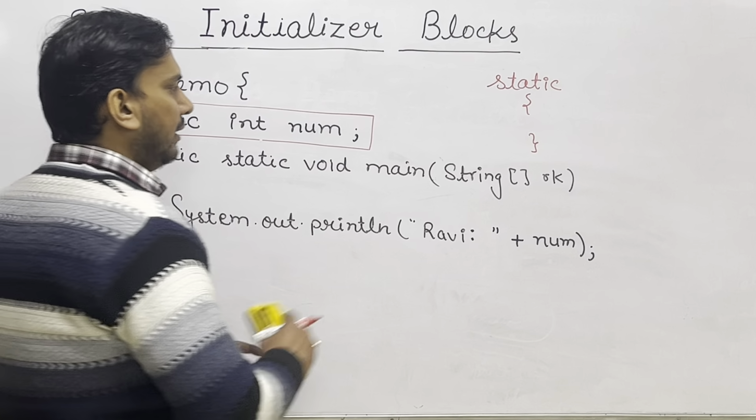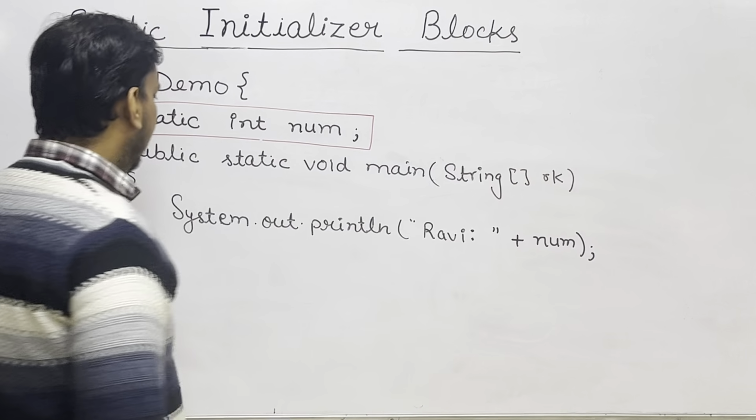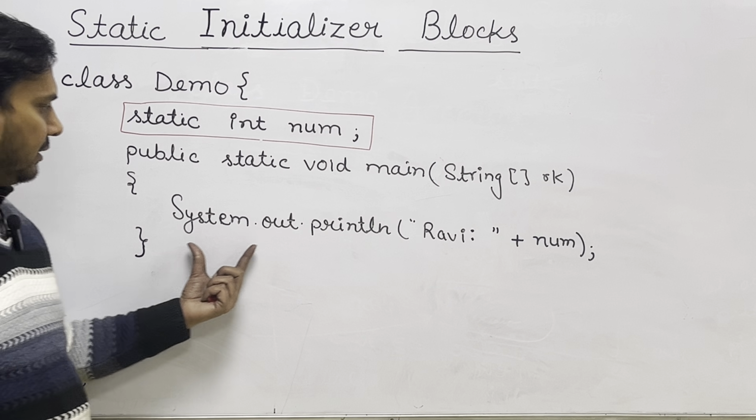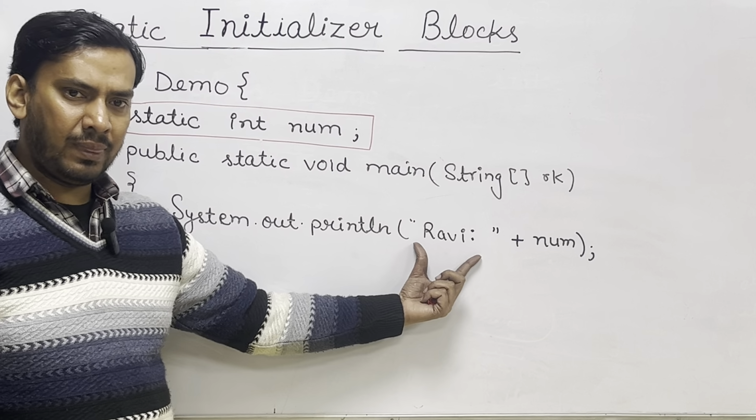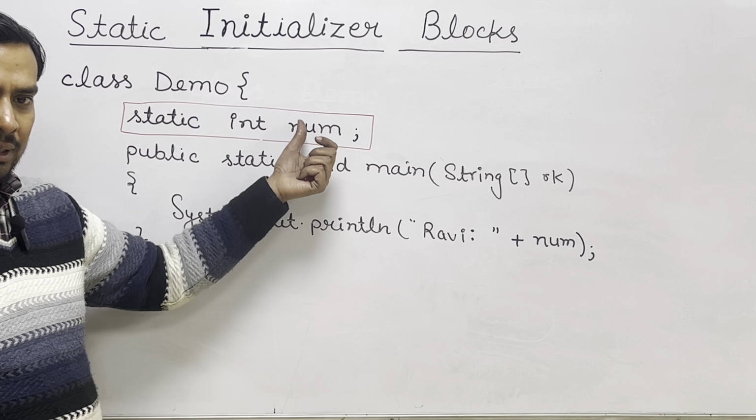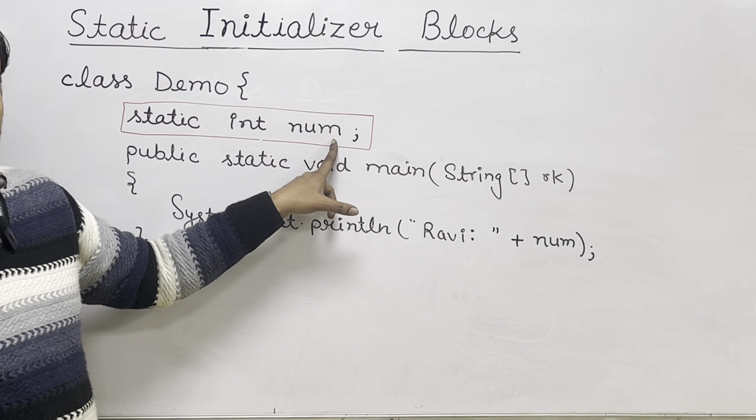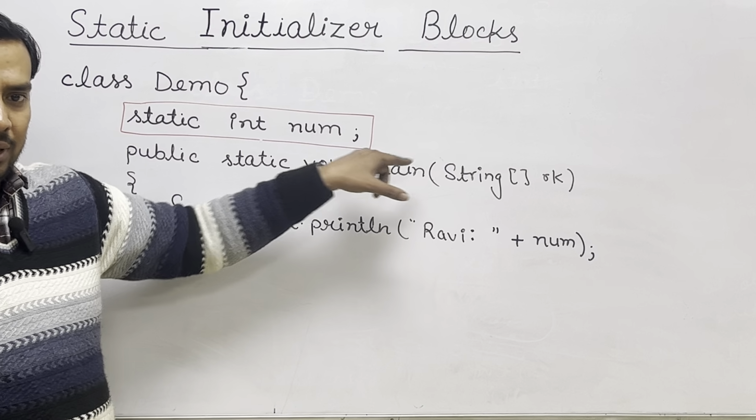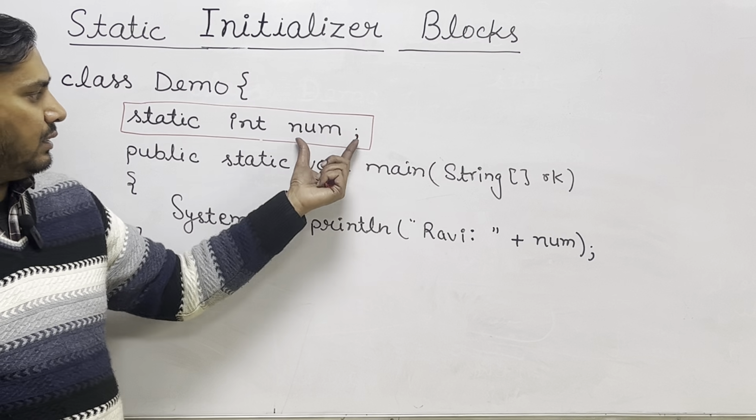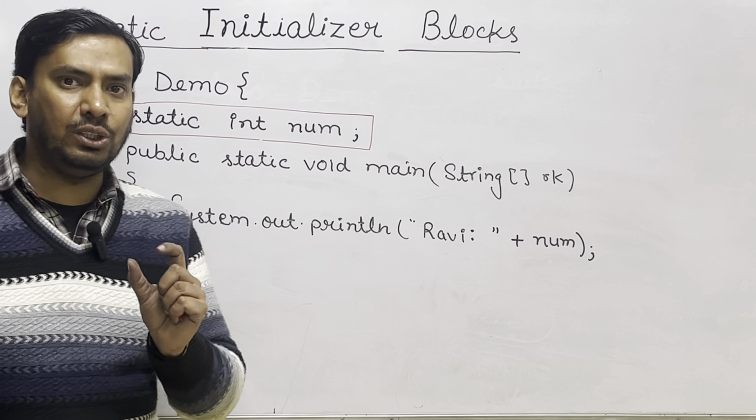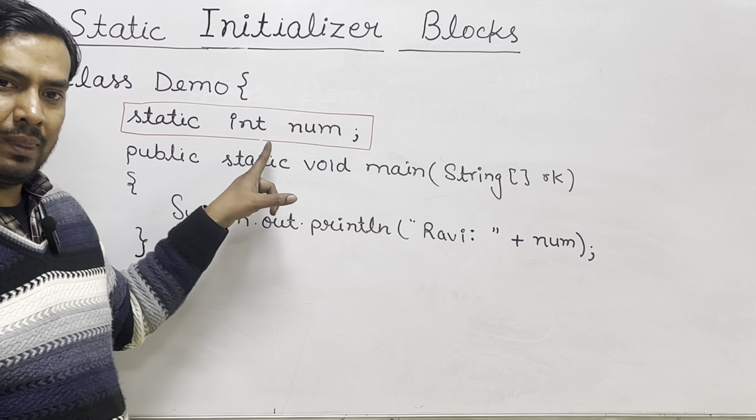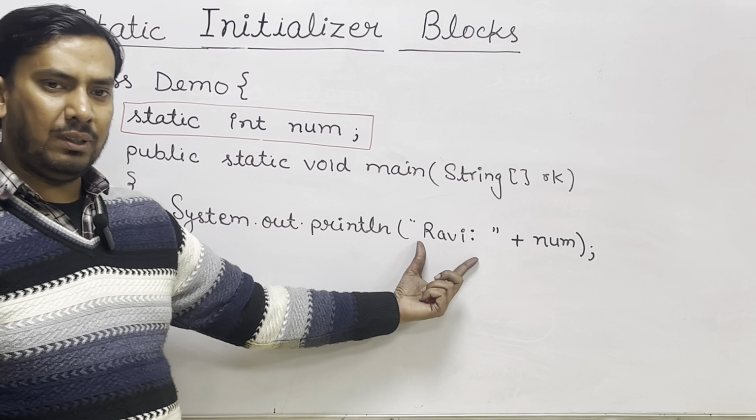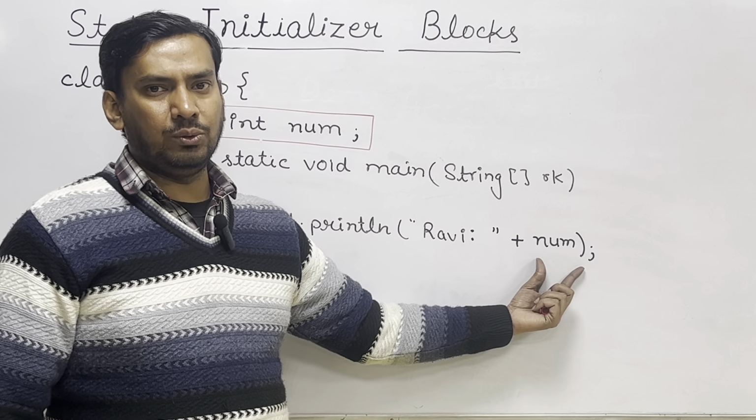So, we will understand this. Let us suppose I have written a simple main function here and this is your num variable, and in the main function I am printing System.out.println Ravi. The program will execute, it will create the static data member num in the class area, then the static block will be executed, but here we do not have any static block. So, this num variable will be initialized with 0, that is the default value of int type, and then the main function will be executed, and in the main function I am printing it. So, it will print Ravi then 0.